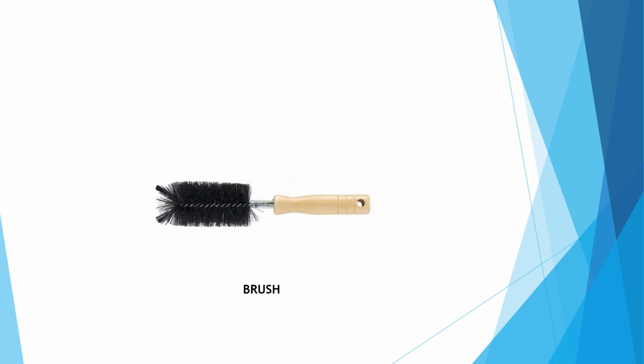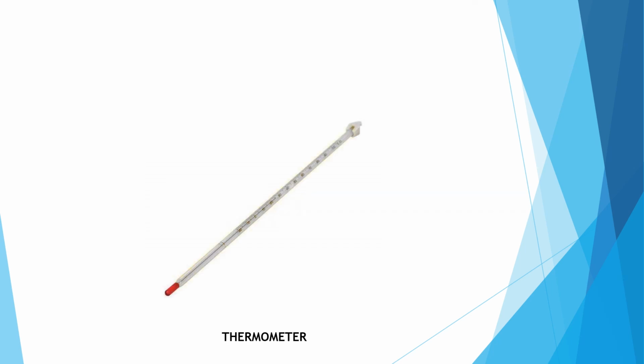The next is the brush. Brush is used for washing the test tube. When we wash the test tube with water, and we need a test tube with no water, we wash it with the help of this brush. The next is the thermometer. Thermometer, as you all know, is used to measure temperature for different purposes. So we use it in the chemistry lab also for temperature measurement.